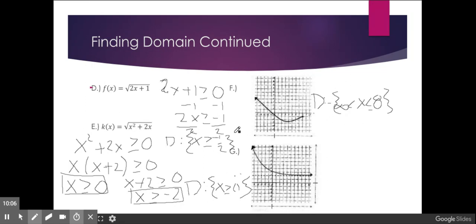Here we have arrows on both ends. So this is saying that we're going from negative infinity to infinity, which you can also write as all real numbers.